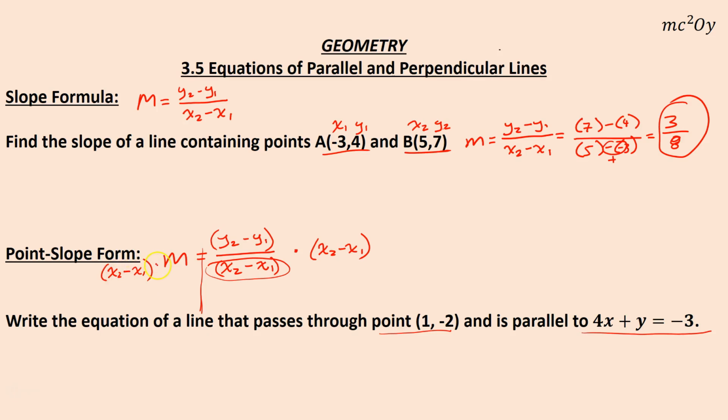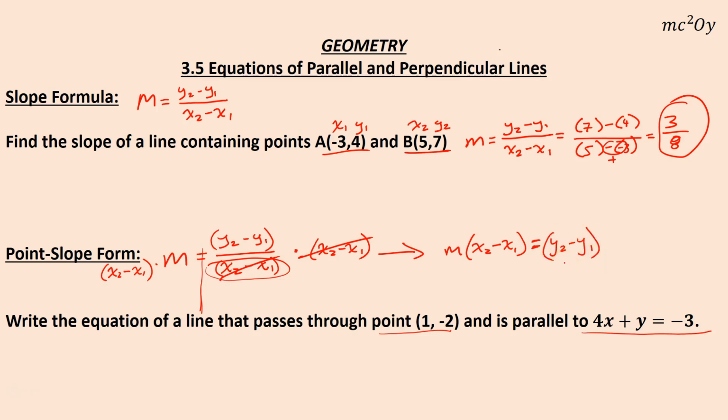Okay. I'm just showing you how we get this formula. Those two cancel, and I'm now left with m times x2 minus x1 is equal to, I'm left with y2 minus y1 on the other side.